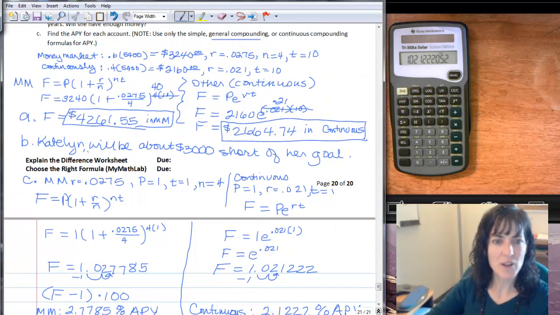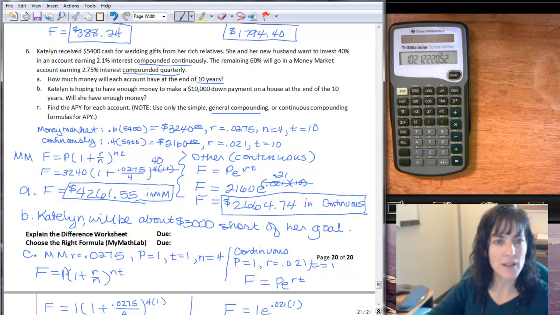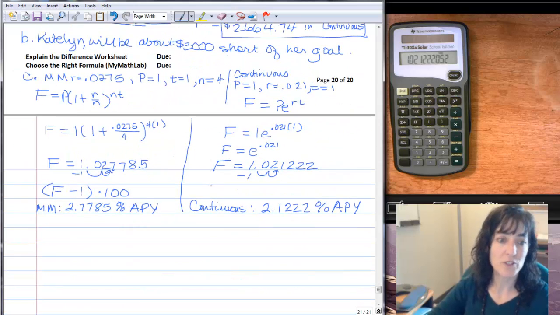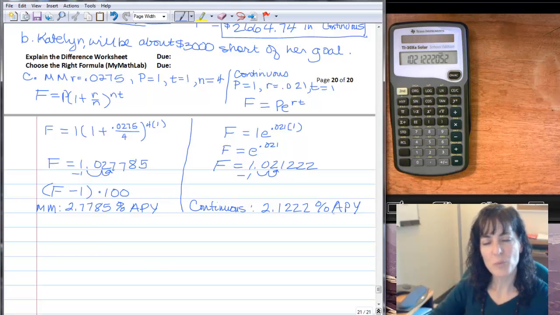Double check that we got everything for that problem. Find the APY for each account. Well, we sure did do that. So there's our 2 APYs, the 2.7785% and the 2.1222%. And so it looks like if we were trying to compare which is the better account, it's definitely going to be that money market account.